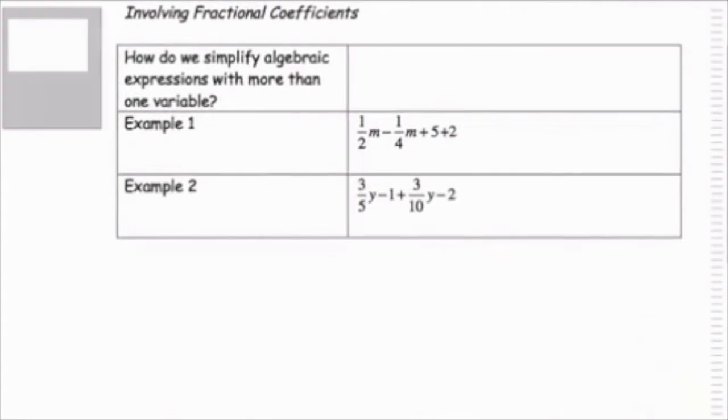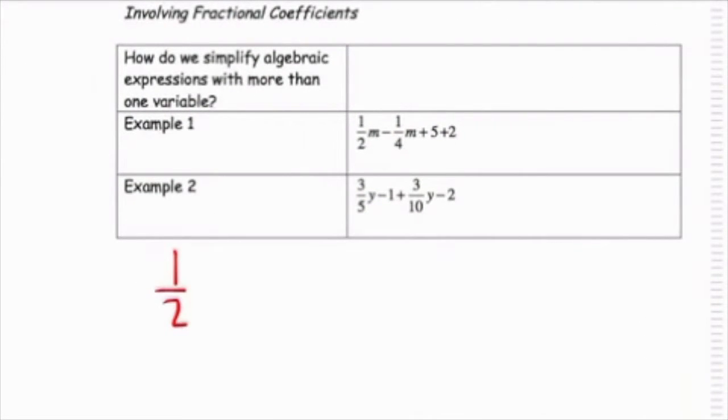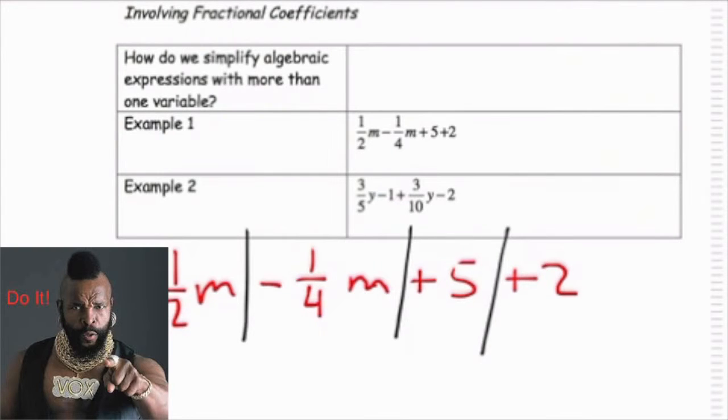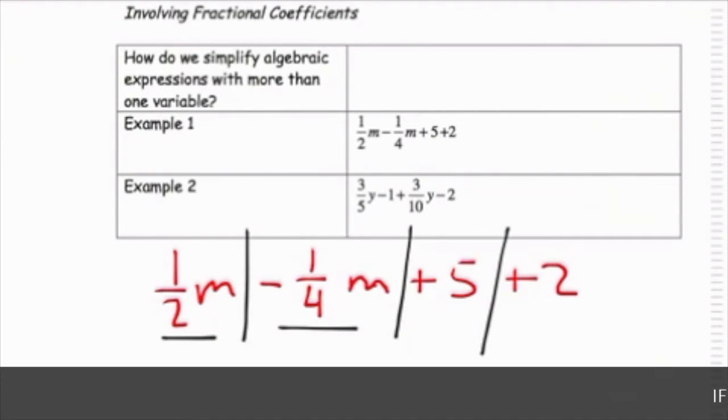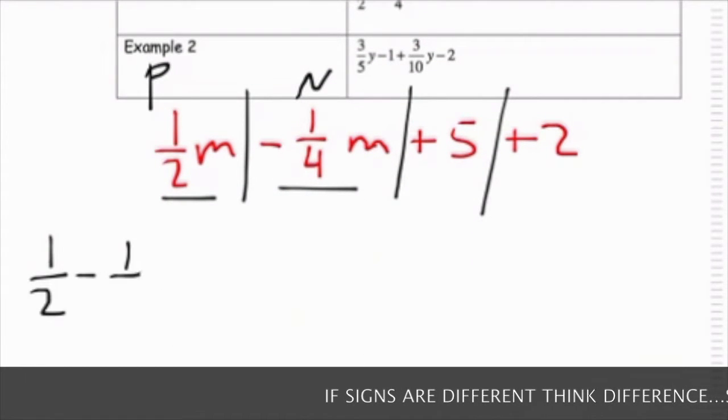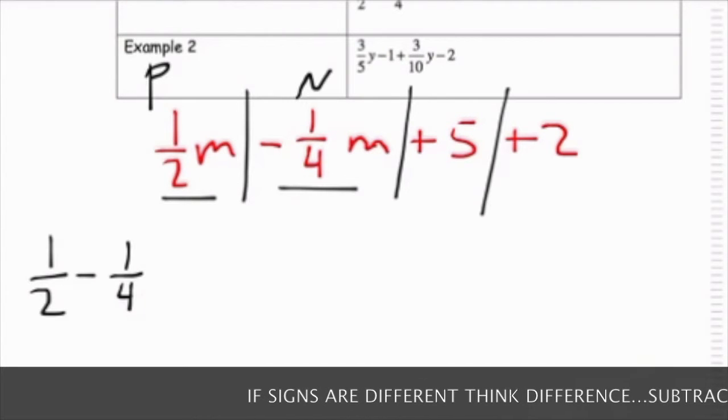All right, B. You have 1/2 m minus 1/4 m plus 5 plus 2. Once again, especially with minus signs, you're going to split them up. These guys have different signs, right? This is a positive, this is a negative. They both have m, though, so I'm going to combine them. But because signs are different, I'm going to subtract. So over here, I'm going to do 1/2 minus 1/4. Please don't forget the m when you bring it down later.